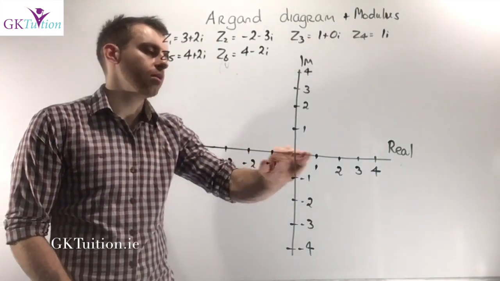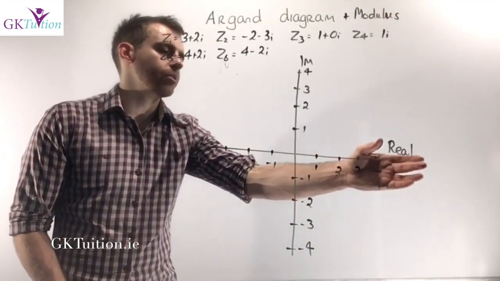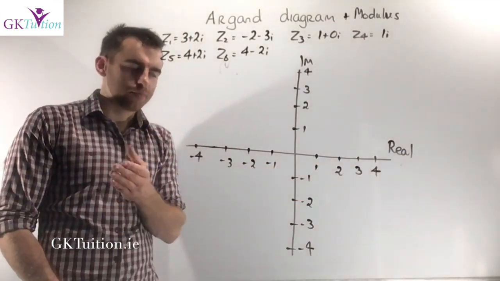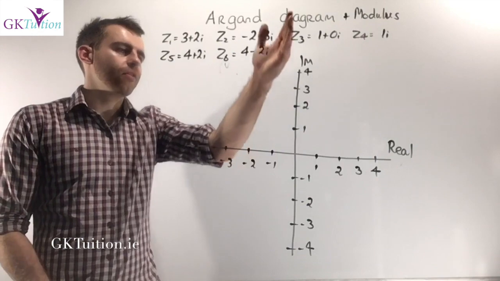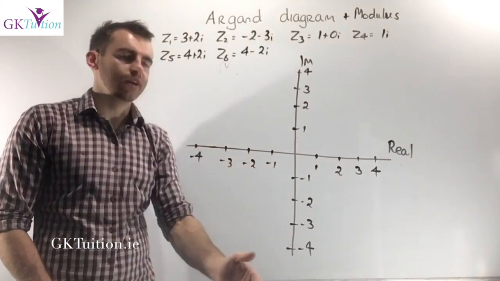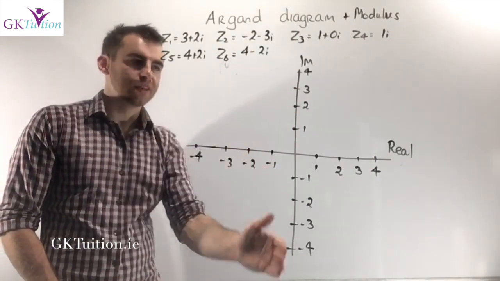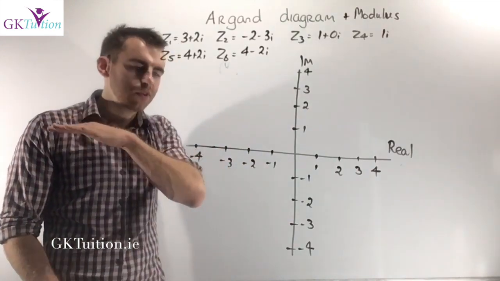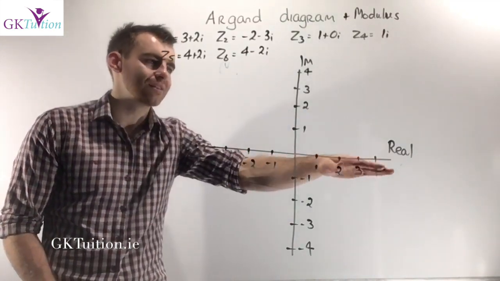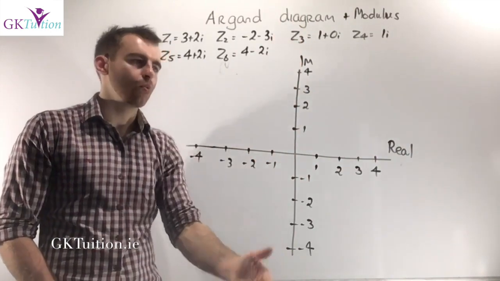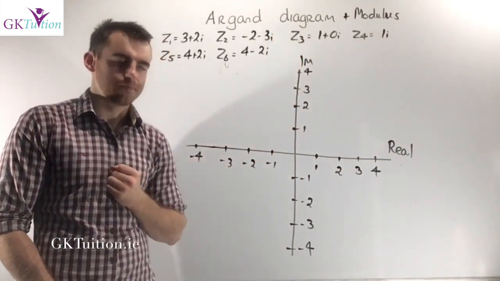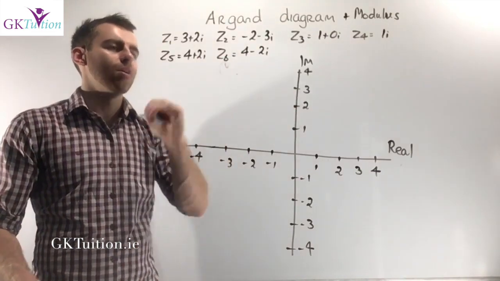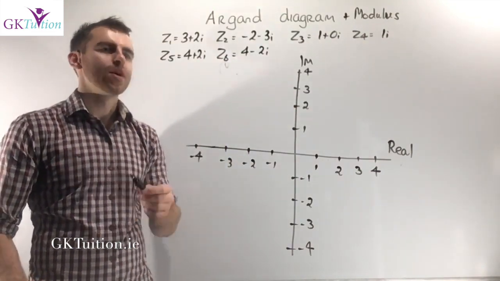The horizontal line in an Argand diagram represents the real values. So rather than representing the x values, it now represents the real values. And the vertical line in the Argand diagram represents the imaginary values. So horizontal, what you usually view as the x-axis, is now the real axis, and what you usually view as the y-axis is now the imaginary axis. And what I've done here is I've written out 6 different complex numbers, and we're going to plot each one.